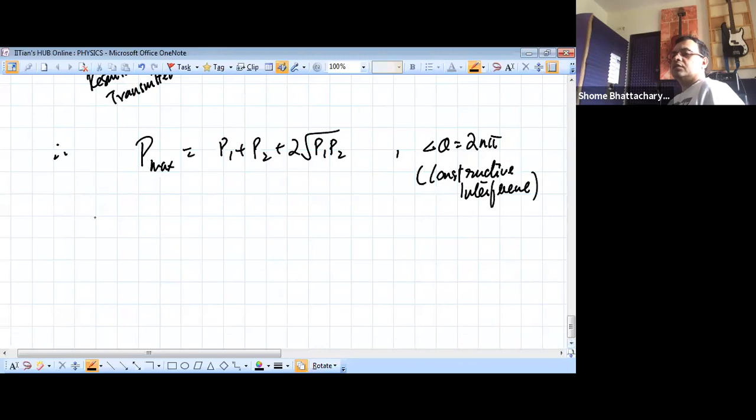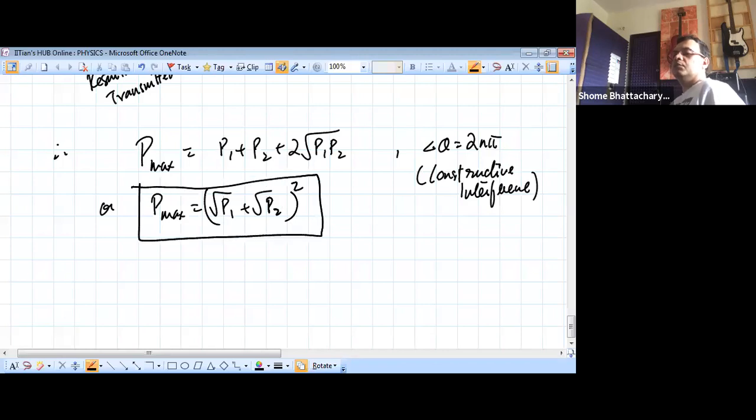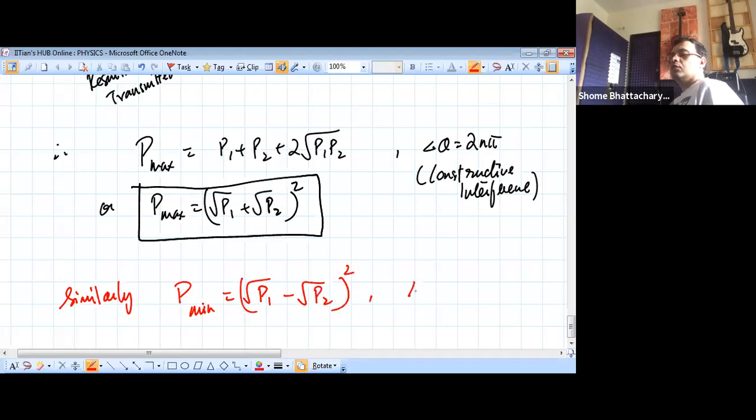So this can also be written as square root of P1 plus square root of P2 whole square. The maximum of power is square root of P1 plus square root of P2 whole square. And similarly, you will see that the minimum power for the destructive interference case will come out to be, just use the same application but put cos delta phi as minus 1 and we'll get this. So this occurs for delta phi equal to (2n minus 1) pi, or what we know as the destructive interference case.